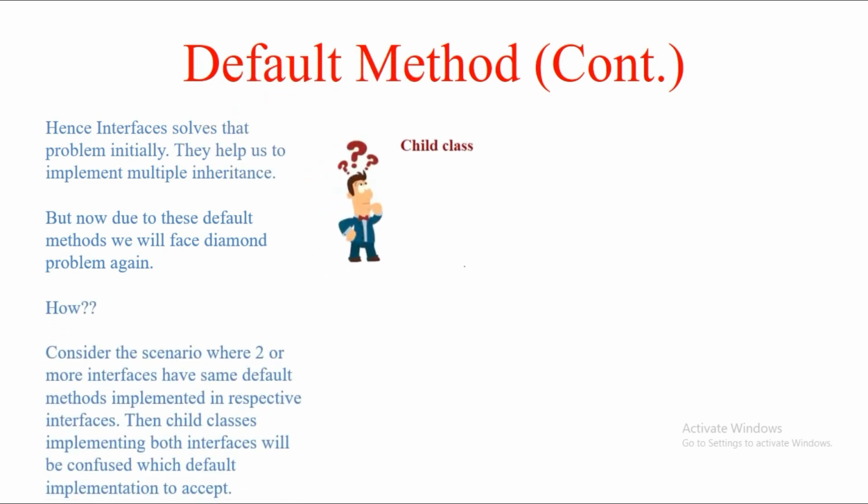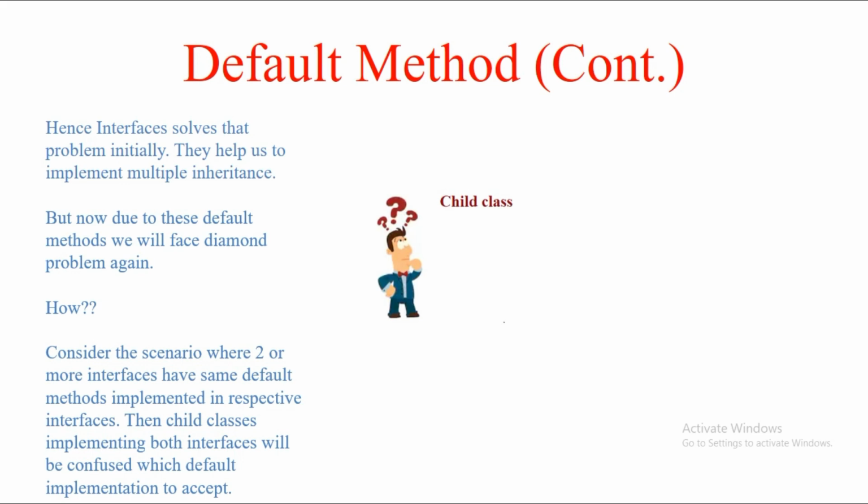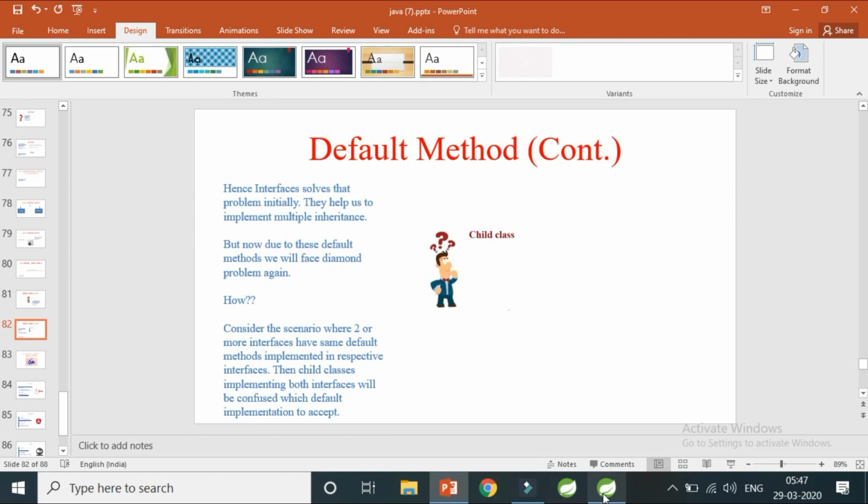Consider a scenario where two or more interfaces have the same default methods implemented in their respective interfaces. Then a child class implementing both the interfaces, because multiple inheritance is allowed, will be confused as to which default implementation to accept. So let's discuss this scenario programmatically first, okay?